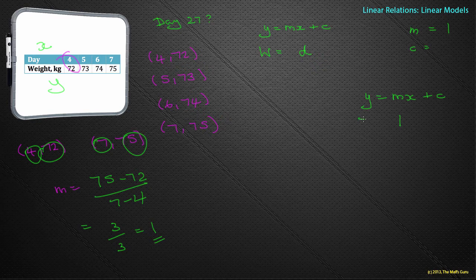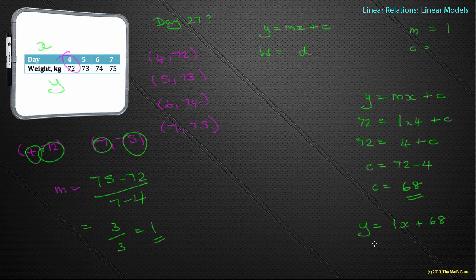So we know that y is 72. I know that x is 4, and I'm wanting to find c. So 72 is equal to 4 plus c. C is equal to 72 minus 4, or c is equal to 68. So I can now express my general equation of the line as y equals m, which is 1, times x plus 68, or y equals x plus 68, because 1x is equal to x.